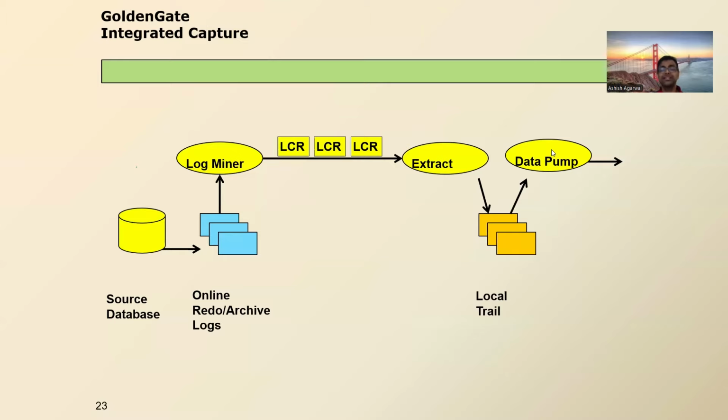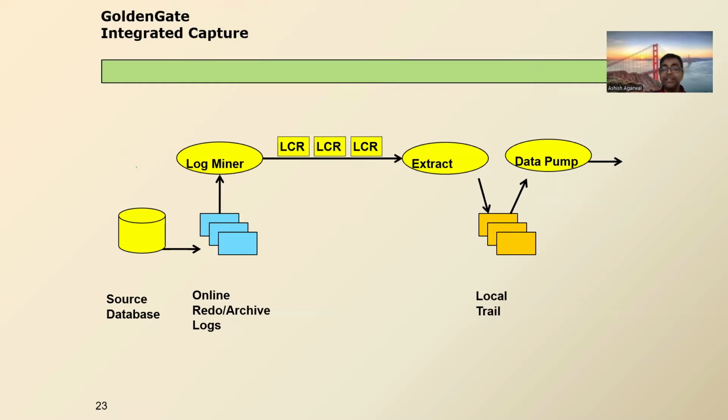Whatever records are changed and required by the extract process, log miner passes on those changes to the extract process in the form that is required by the extract process. Logically it does that internally, so you don't have to do anything. This is just the concept of logical change records. So log miner passes on those changes to the extract process in the form of LCRs.